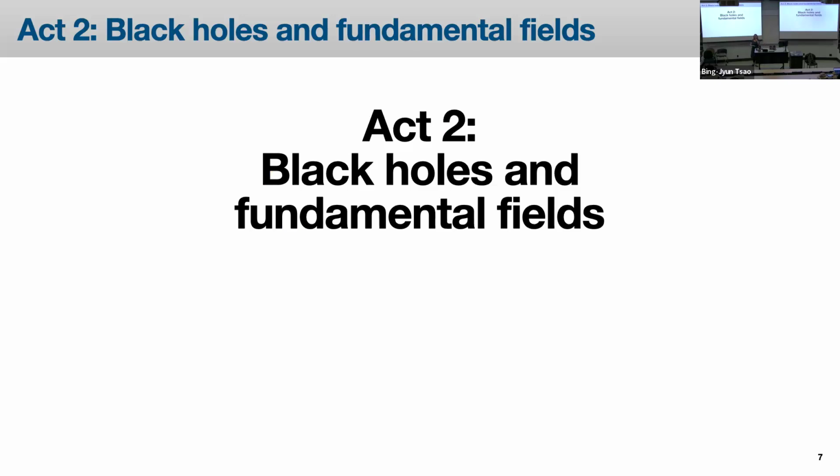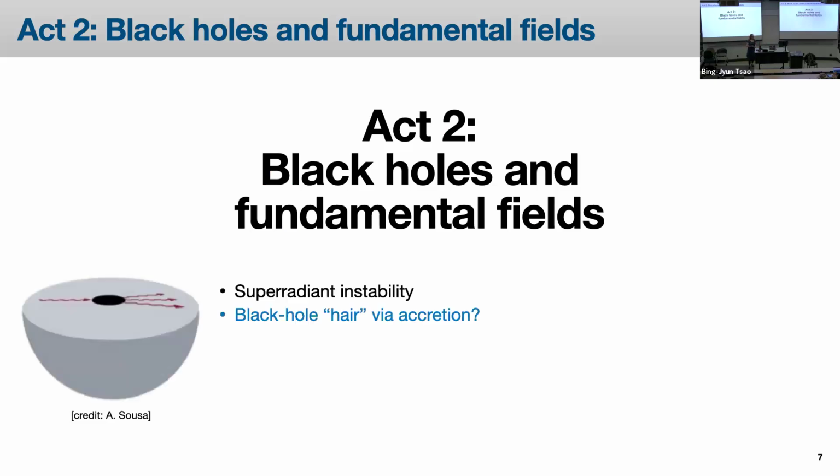Here I want to think about black holes interacting with scalar fields. Why do I think this is interesting? Well, there are actually two reasons. On the theoretical side, there is an effect called superradiant instability. And what that is is the following. If I have a rotating black hole and I have a low frequency bosonic field, so a scalar field or a vector field, scattering off that rotating black hole, that field can get amplified by extracting mass and angular momentum from my black hole.